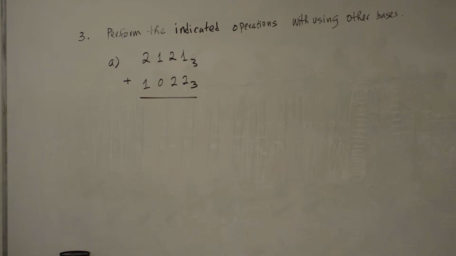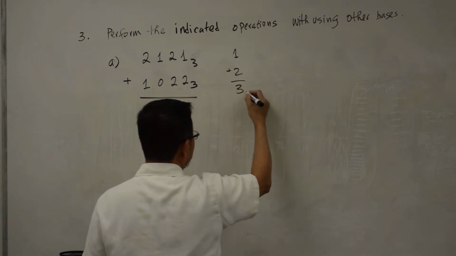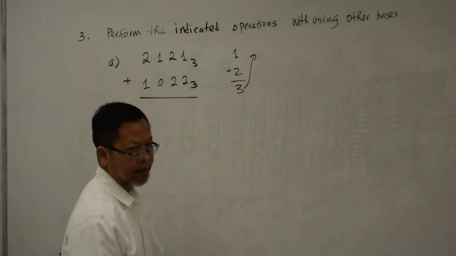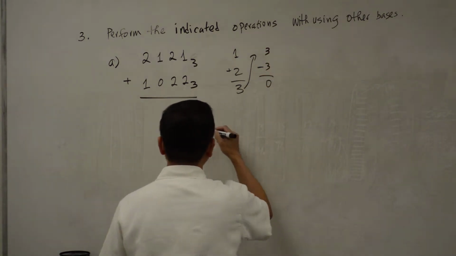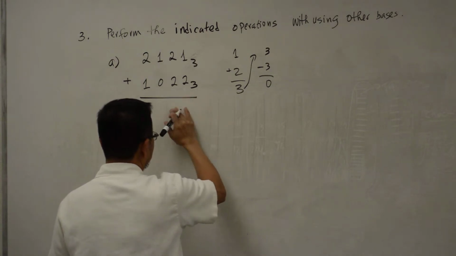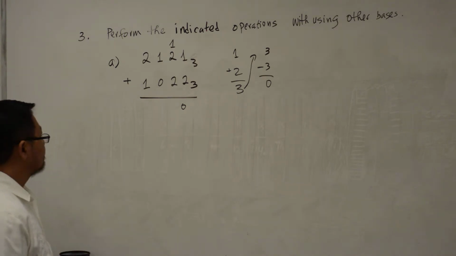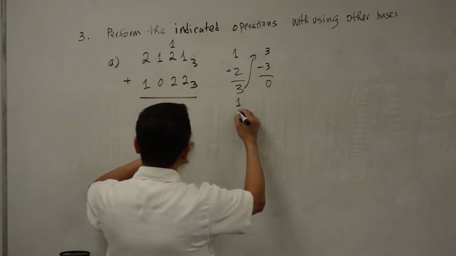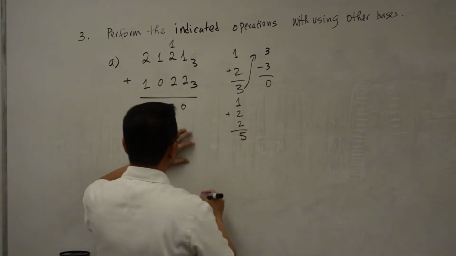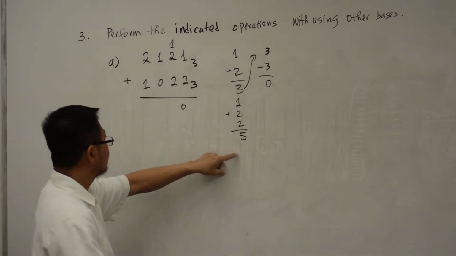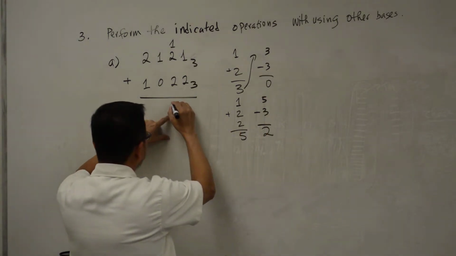okay, let's say we know that 1 plus 2 gives you 3. But 3 here is the base. So we say 3 minus 3 is 0. So you write down 0. Then you carry one group of 3. Then we have 1 plus 2 plus 2, which gives you 5. That is above the base, so 5 minus 3 gives you 2. So I write down 2 there.